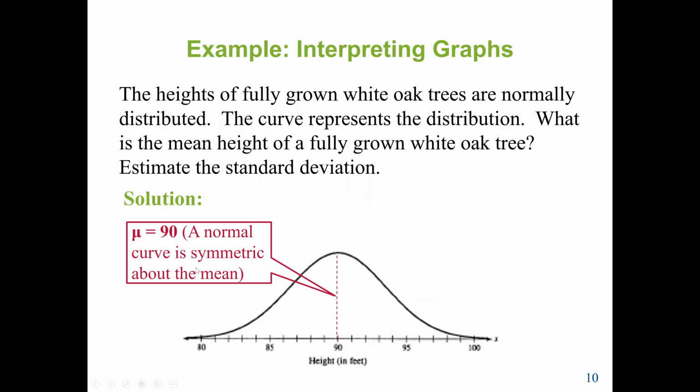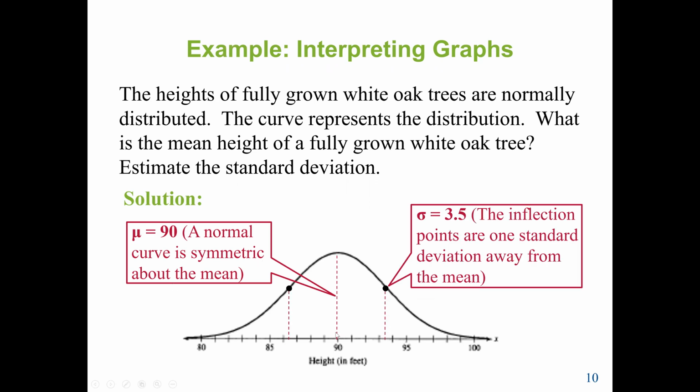So the normal curve is symmetric about the mean, so the center. Then for the standard deviation, we say the inflection point, as we said earlier, is always the mean plus one standard deviation. So here we say one standard deviation away from the mean.